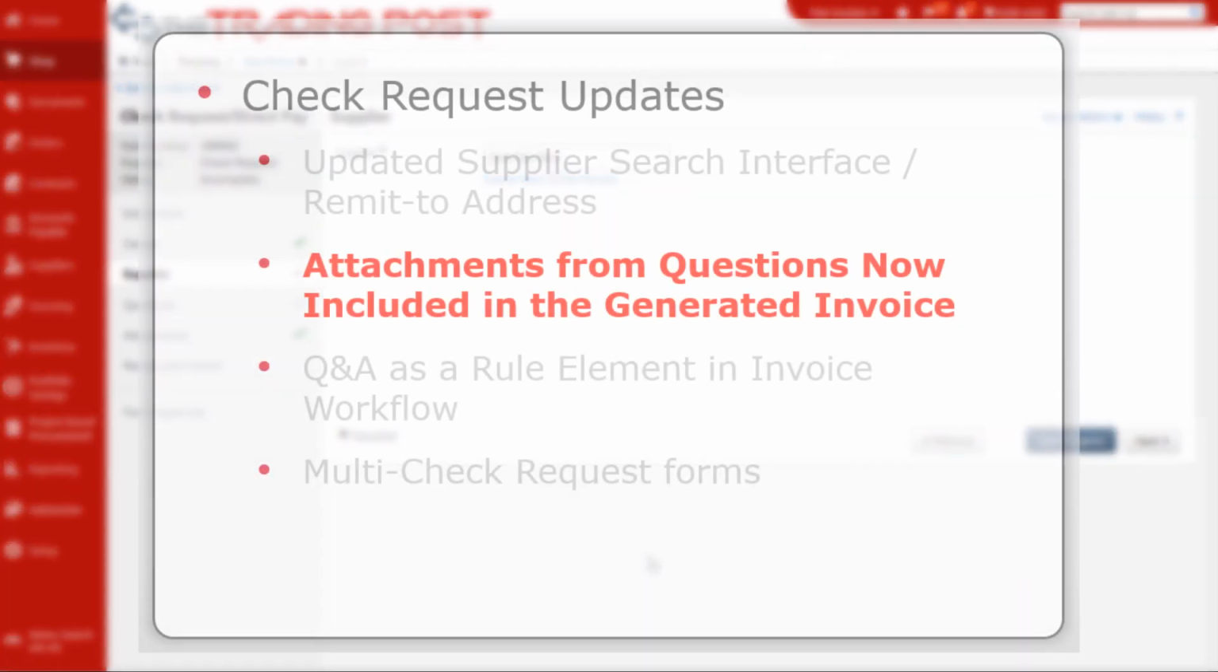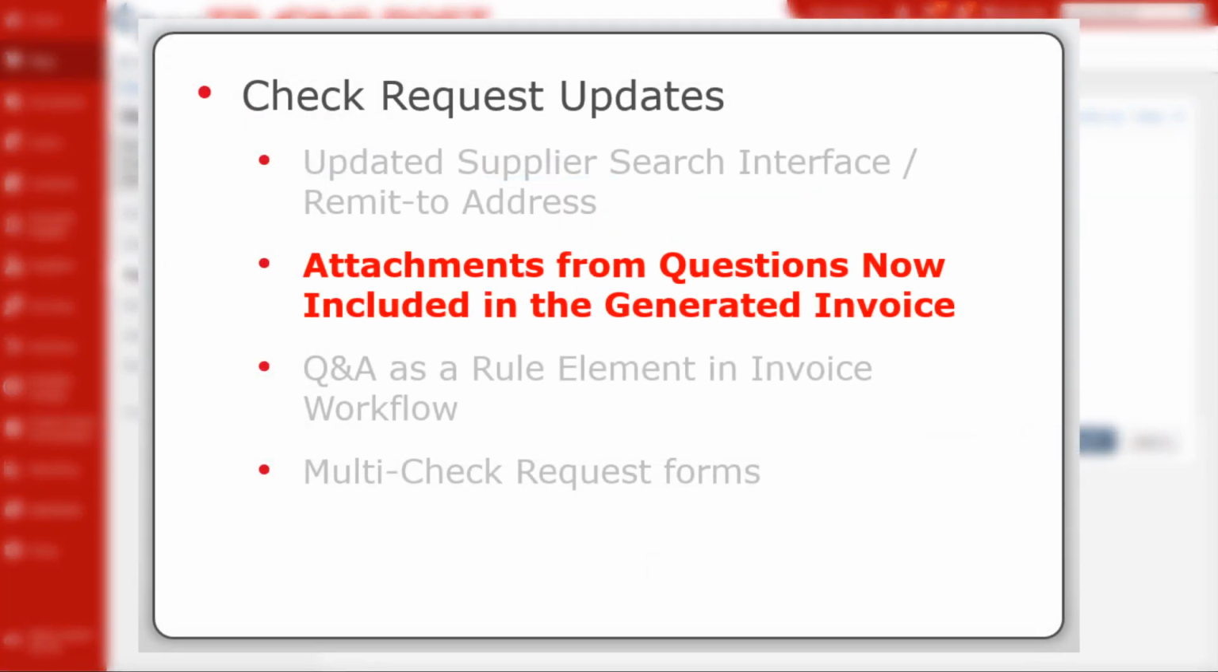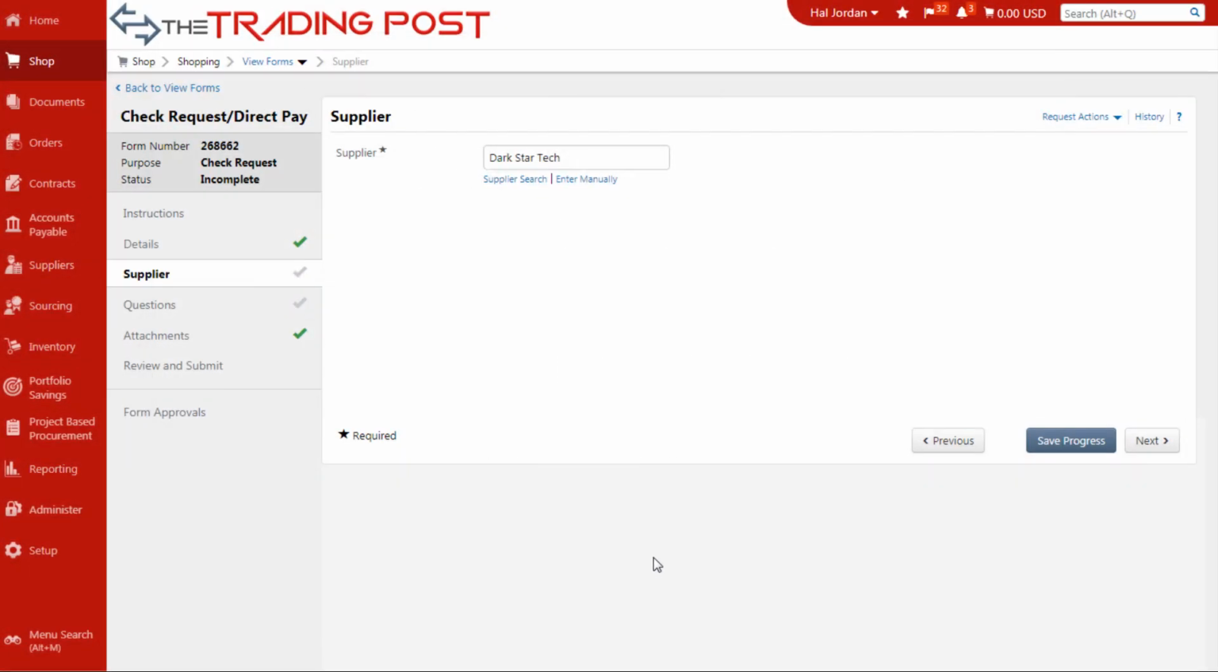Let's now have a look at the second subfeature for the check request updates, and that's the ability to upload attachments to questions of the file upload type, which can then be transferred to the invoice in the internal attachments section. So to see this new feature in action, let's go ahead and go into a draft check request form.